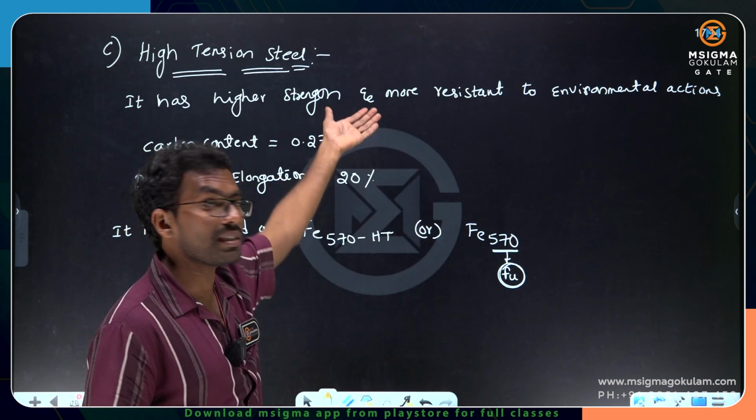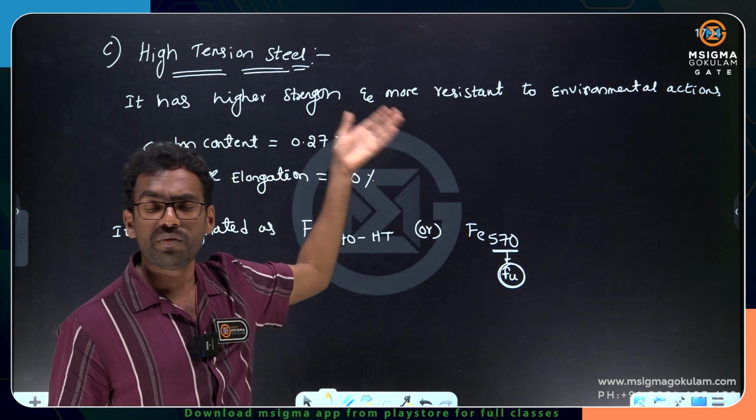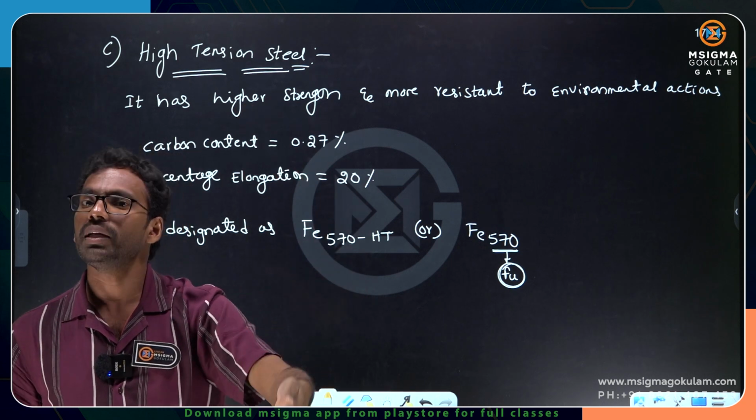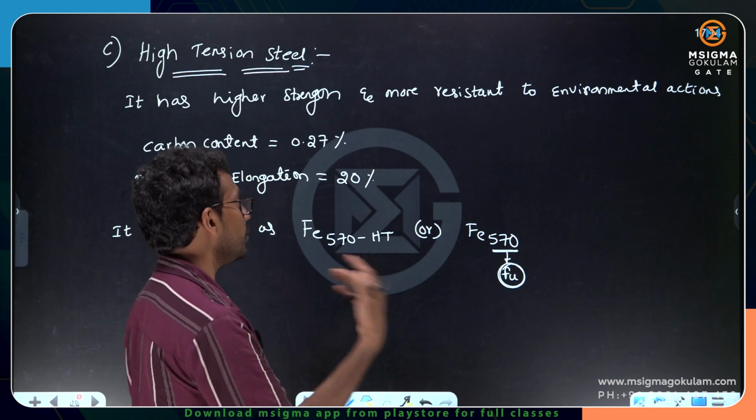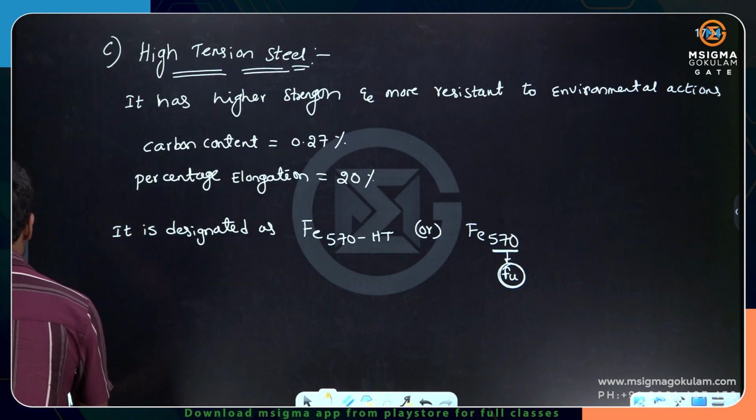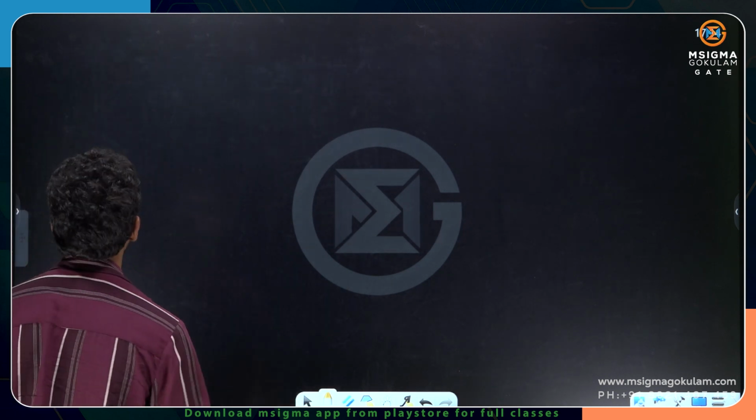So, if they give structural steel is high tension steel, if you do not know what is the yield stress, you cannot design that particular steel element. So, that is the biggest problem we are having. So, what are the yield strengths for structural steel? Let us look at that.